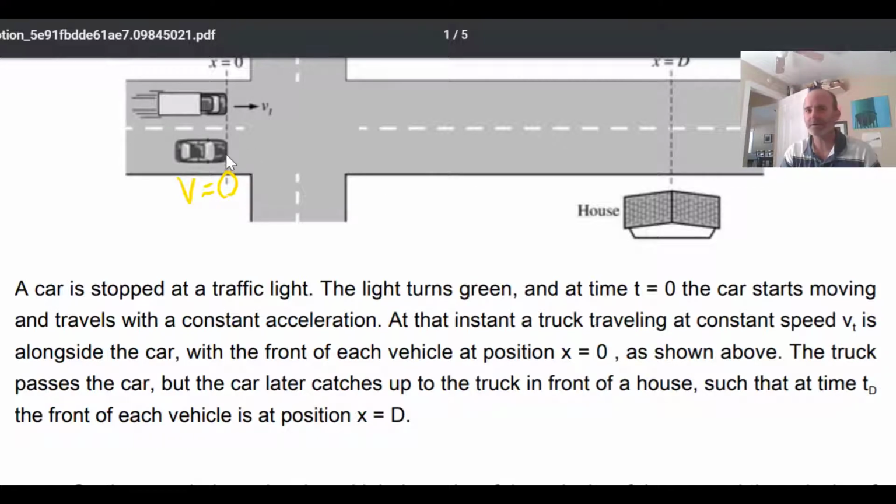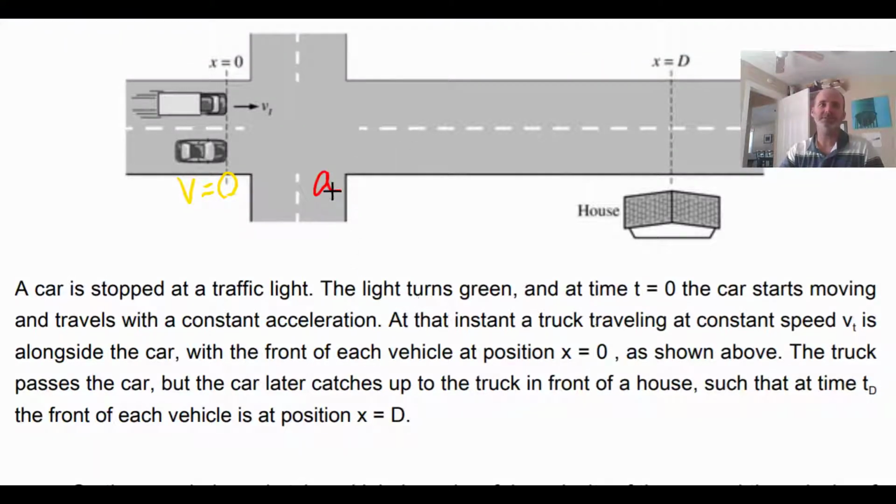So if the car is at a stop, and then it starts moving, that means that it has, what happened? Acceleration. It has an acceleration. So for the car, we'll do red. The car is accelerating, and it's constant. So we got a constant acceleration.